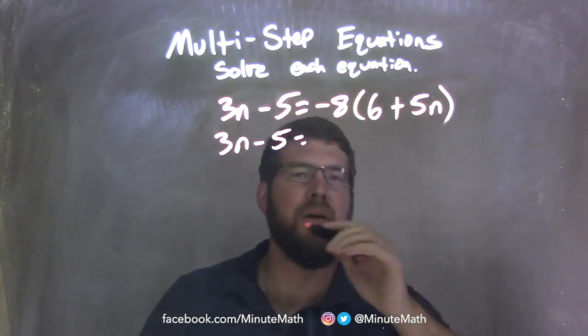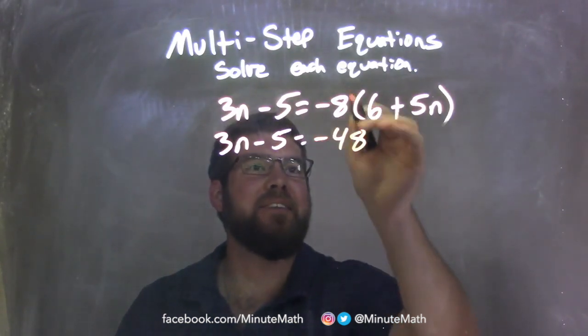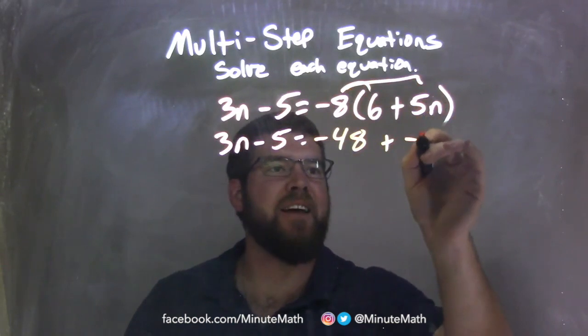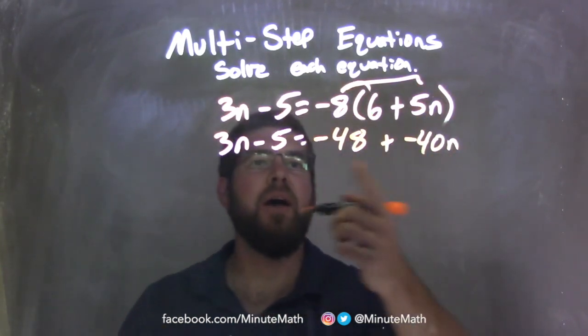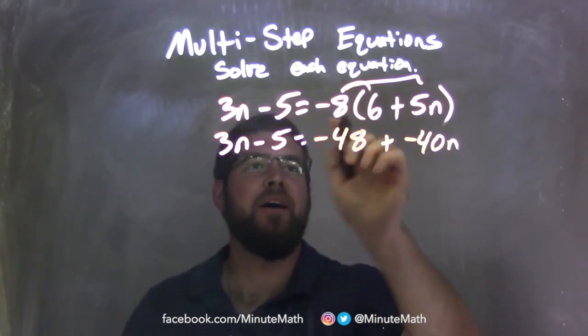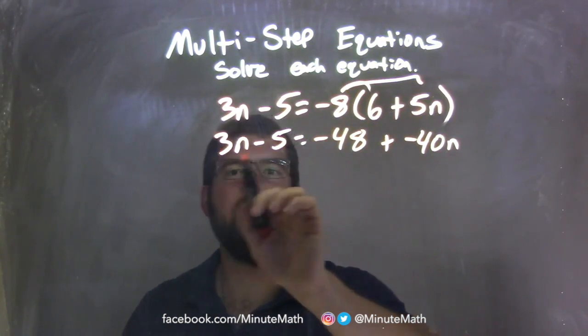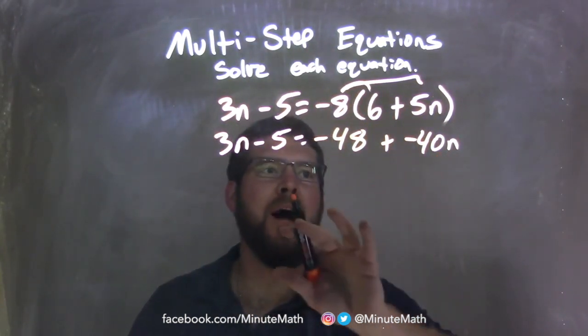That 8 across. And so negative 8 times 6 is a negative 48, right? Plus negative 8 times 5n is a negative 40n, okay? And so by distributing that across, I kind of got rid of that 8, again, the parentheses. And so now, on my left side, there's no like terms. On the right side, no like terms. So I now have to combine my like terms.